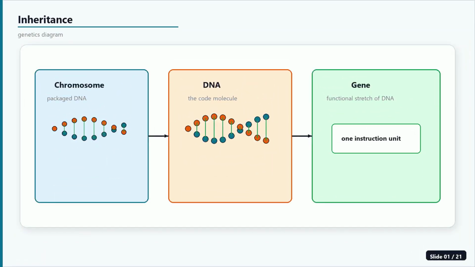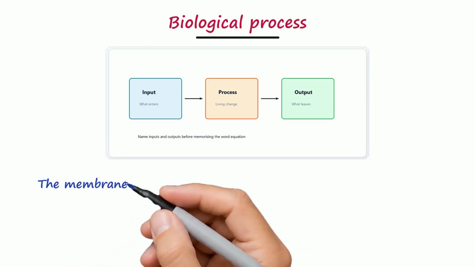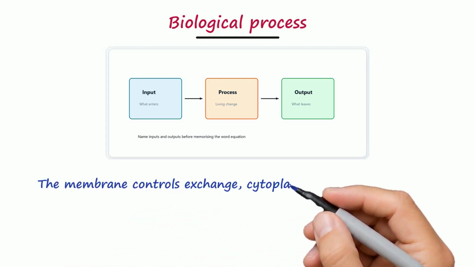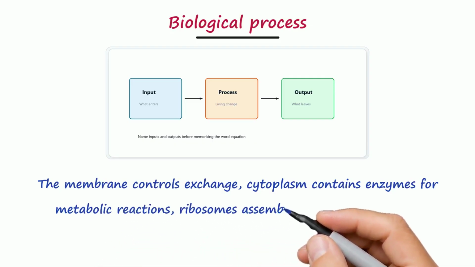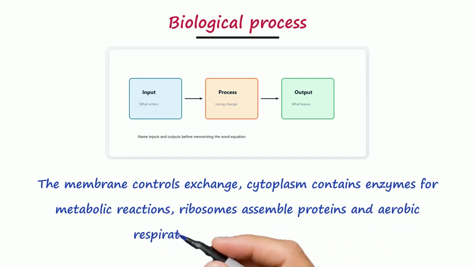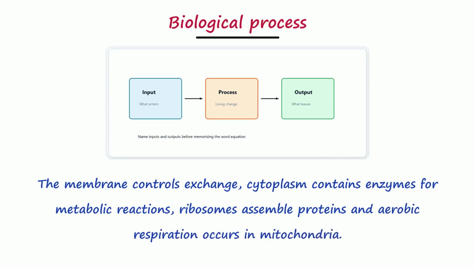DNA holds the code, genes are functional stretches of that code, and chromosomes package it for cell division. Keep that nesting clear. The membrane controls exchange, cytoplasm contains enzymes for metabolic reactions, ribosomes assemble proteins, and aerobic respiration occurs in mitochondria.